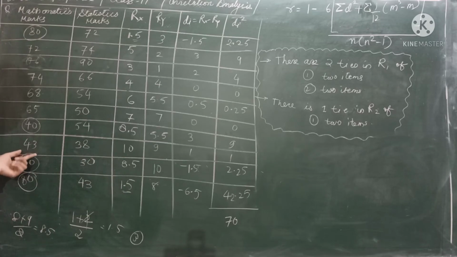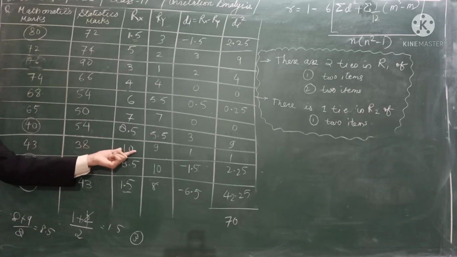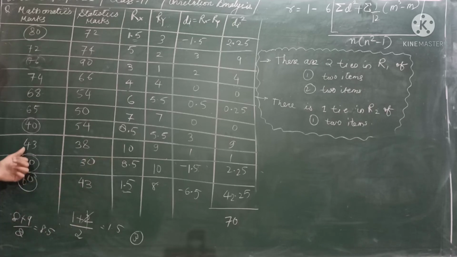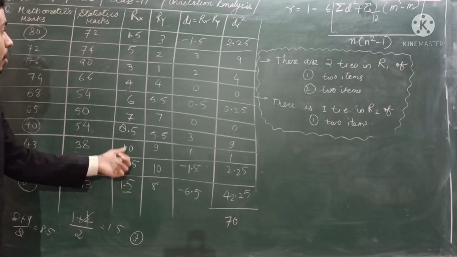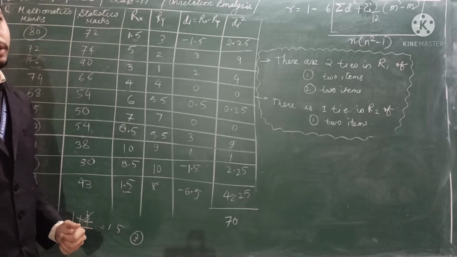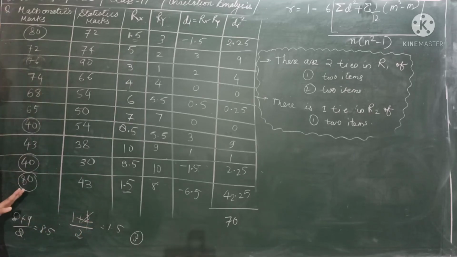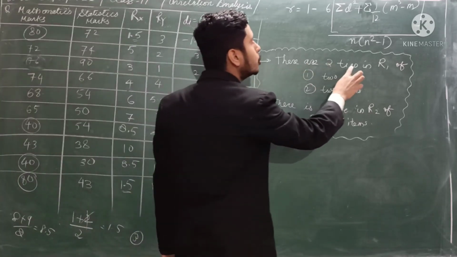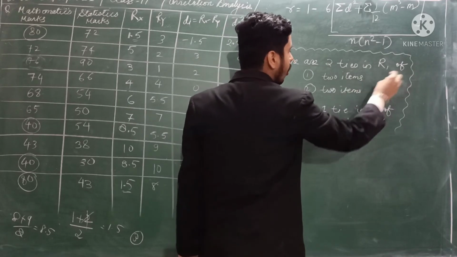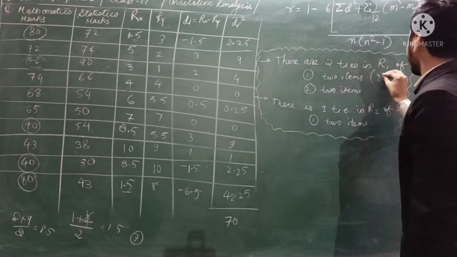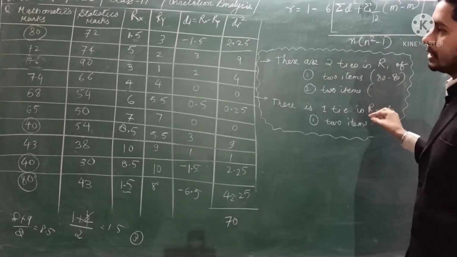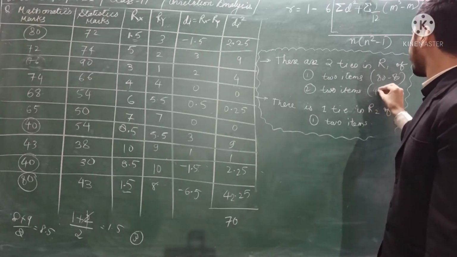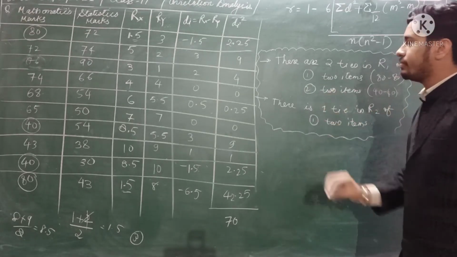Now the last one will not be given the 9th rank, it will be given the 10th rank. So this 43 gets 10. So that is how you have to complete the rank. As you can see, there are two ties in the rank. Which two items? 80, 80, and the next tie was between 40, 40. So these two ties we have.